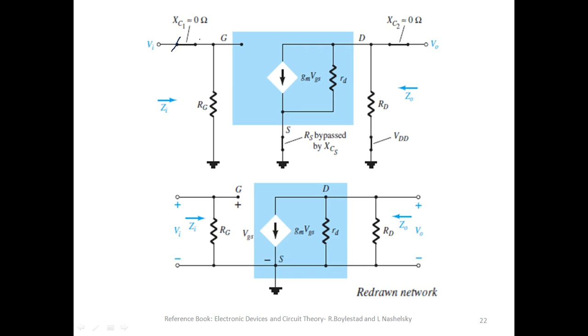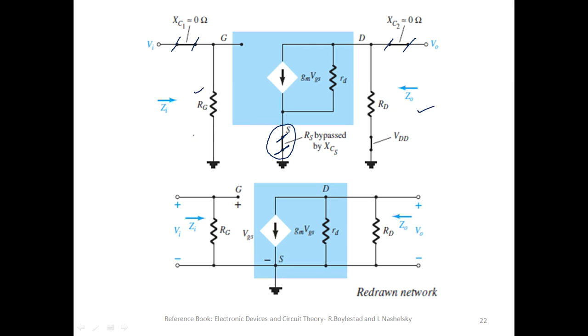C1 and C2 are replaced by short circuit equivalents, no issues. Instead of RS, the source resistance, we have used the source capacitance CS, and now it is short circuited. That is the only difference here. Everywhere else, all the other parameters are the same as in your fixed bias analysis. Everything is the same.